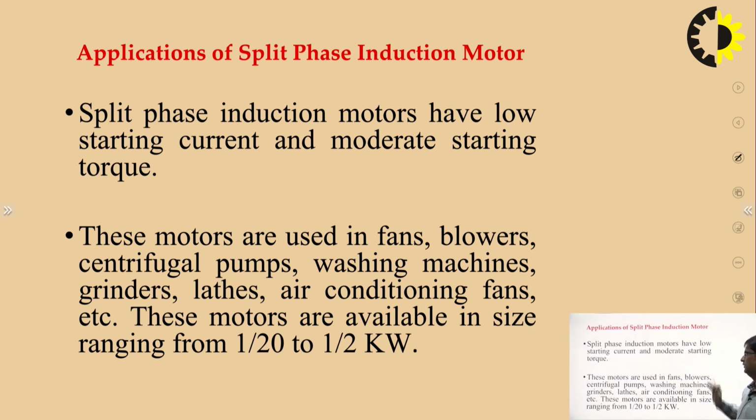This is the observation from this particular motor, and these motors are used in fans, blowers, centrifugal pumps, washing machines, grinders, lathes, air conditioning fans, etc. The rating of these motors is available in the range of 1/20 to 1/2 kilowatt. Torque is not high actually, so wherever we need moderate torque, we can use this type of method.